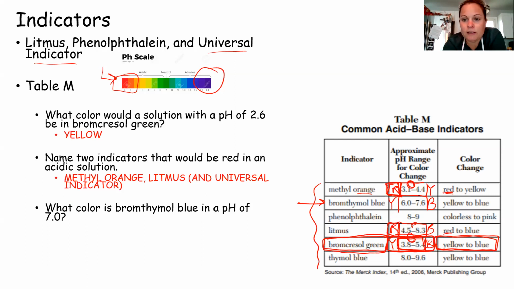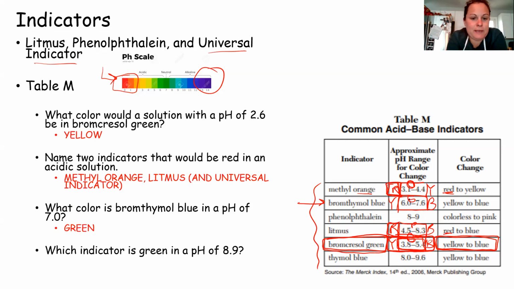But it's got a really good neutral range. 6 to 7.6 is about as neutral as it gets. The intermediate color between yellow to blue would be green. So what color is bromthymol blue in a pH of 7? It would be green.